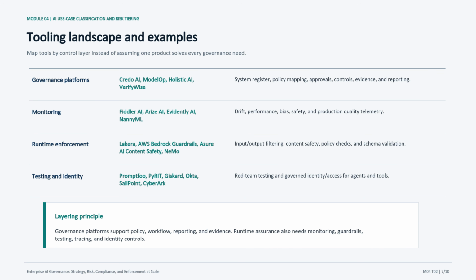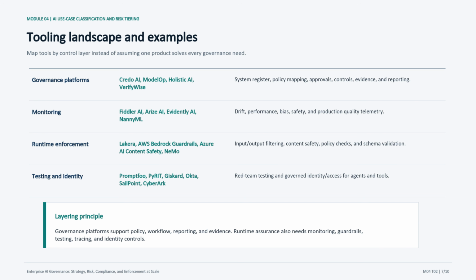The point is to show how governance platforms, monitoring, guardrails, testing, tracing, and identity controls play different roles. I would tell the class that tool selection should follow the workflow. First, define the decision, evidence, risk tier, and enforcement need.